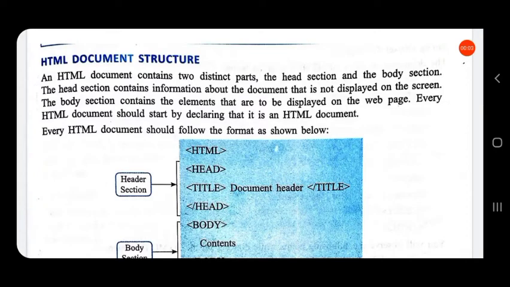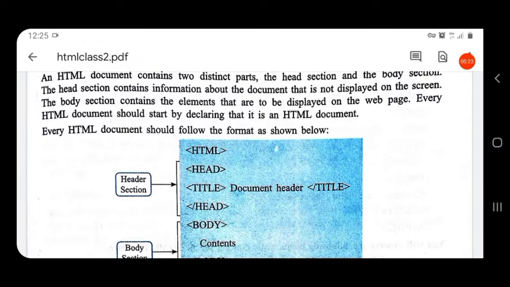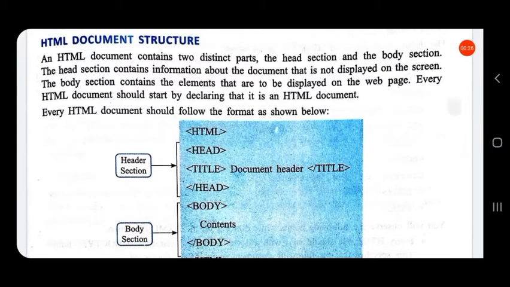Next topic is HTML document structure. An HTML document contains two distinct parts, the head section and the body section. The head section contains information about the document that is not displayed on the screen. That is the title of the document, which is just displayed at the top of the browser. But the contents which are displayed on the web page are inside the body section.